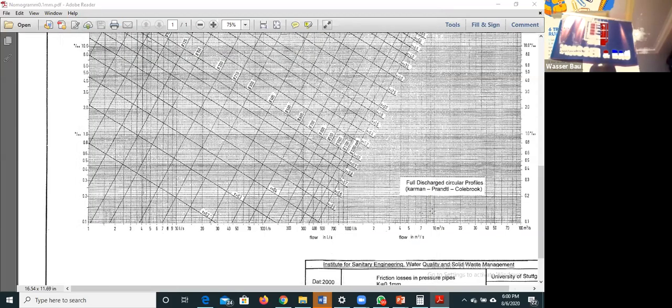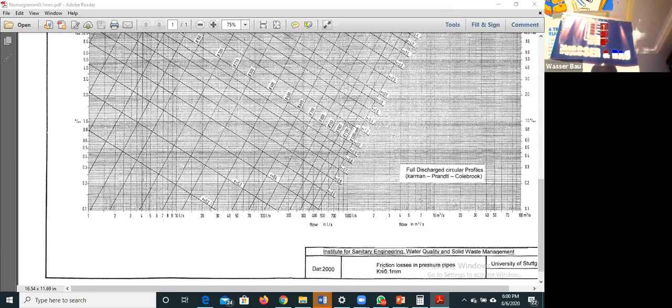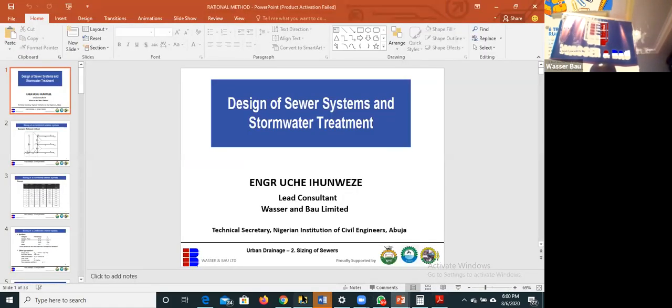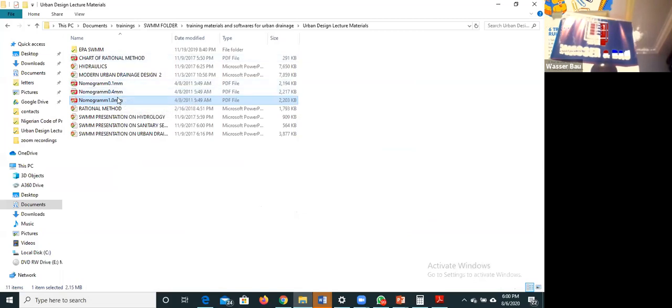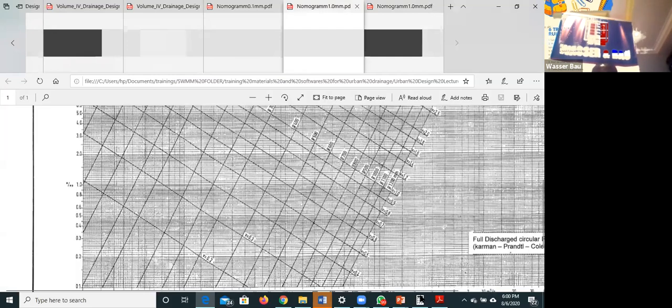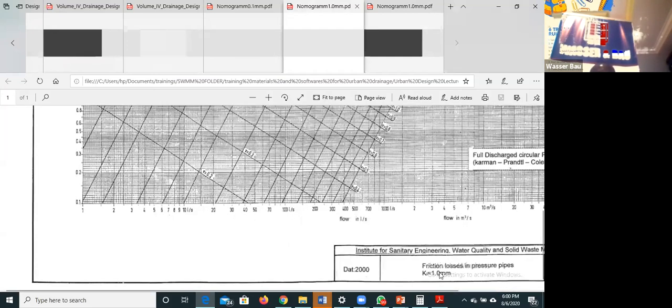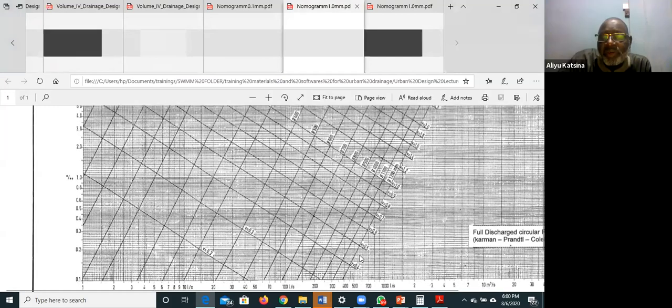First of all, this is for PVC, K value 0.1. Let me go for the one for concrete. Sorry, this is the one for PVC, 1.0, K value 1. That means this is for concrete. So when I got to 540, let it be 550. And I went here.